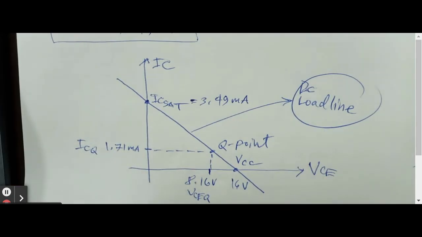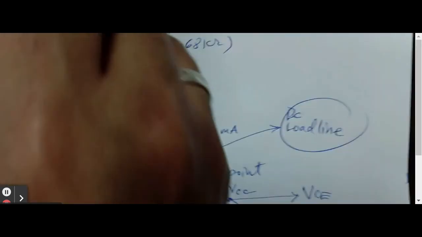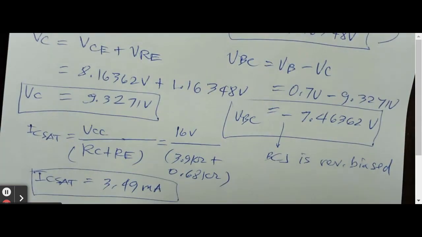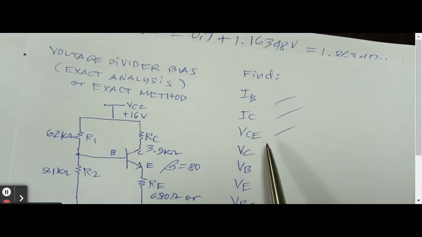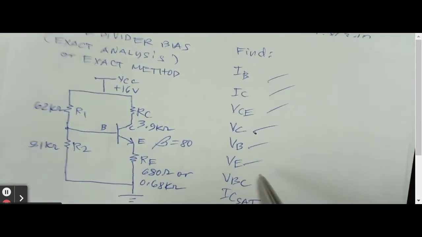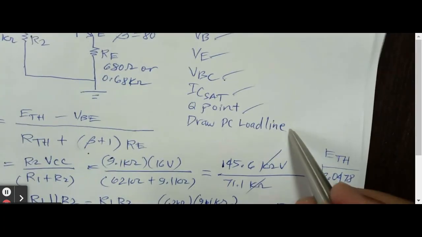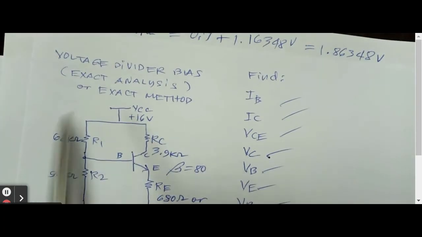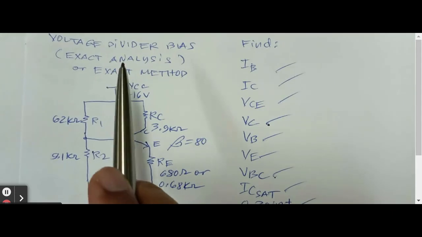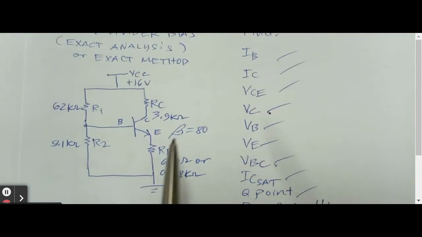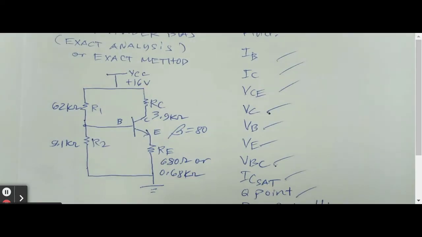So I hope you like this video. This is about the voltage divider problem, and we calculated a lot of things here, starting from the IB, IC, VCE, VC, we got it, VB, VE, VBC, IC saturation, Q point, and the DC load line. And this is the circuit for a voltage divider bias. And remember, we used the exact analysis or exact method. In the next video, I will be showing you the approximate analysis.